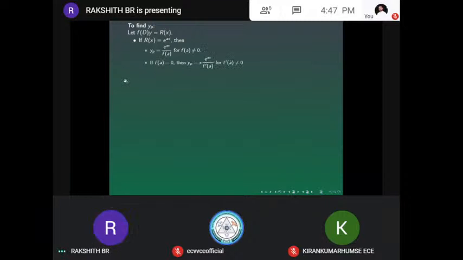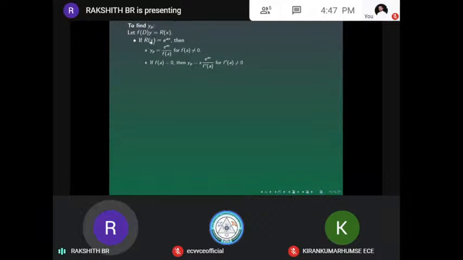And also, if f of a is 0, then Yp is given by x into e power x by f dash of a. So this is also true. This is true where f dash of a is not equal to 0. What is meant by f dash of a? It stands for the derivative of f at x equal to a.